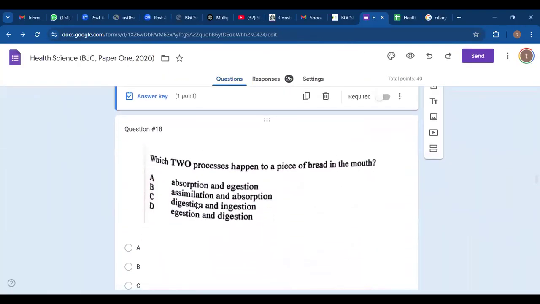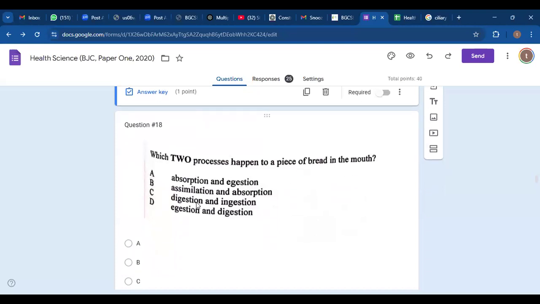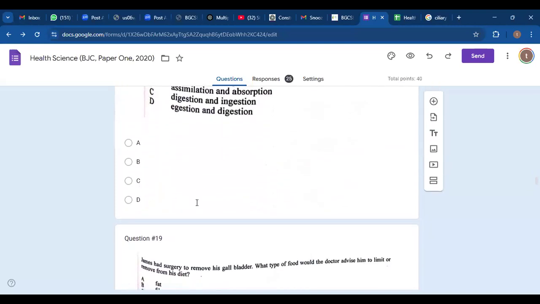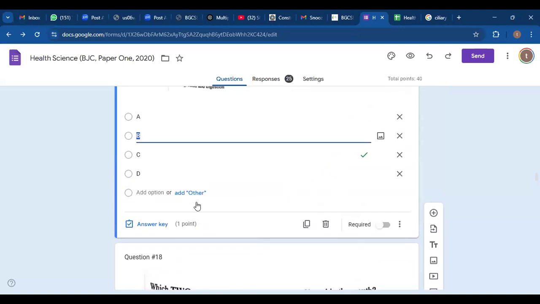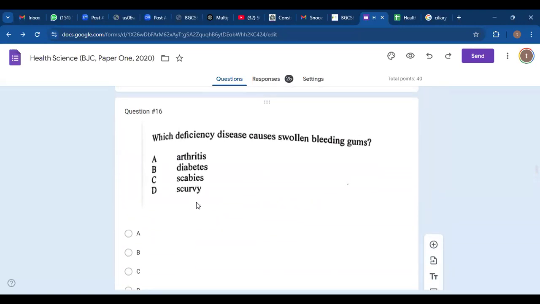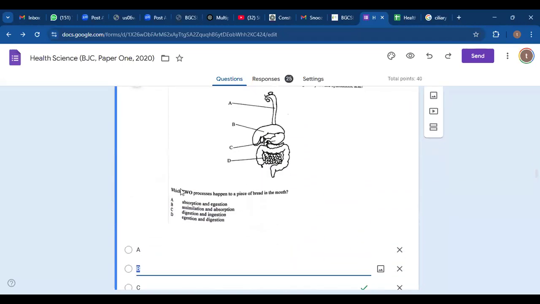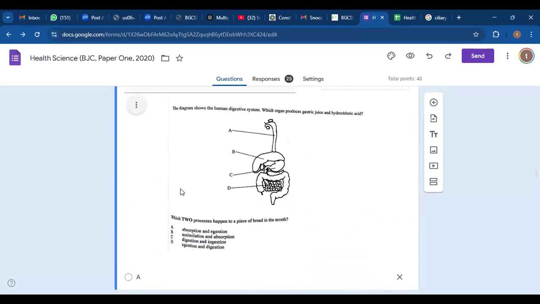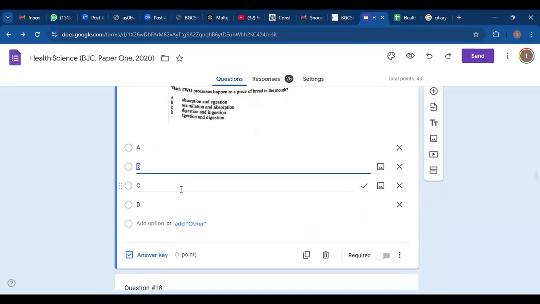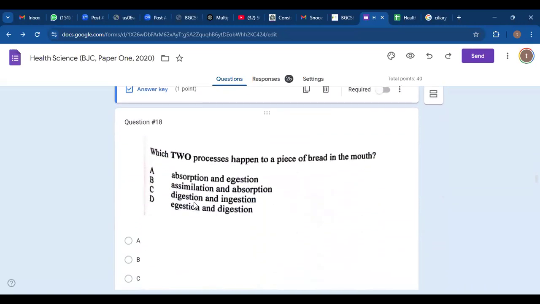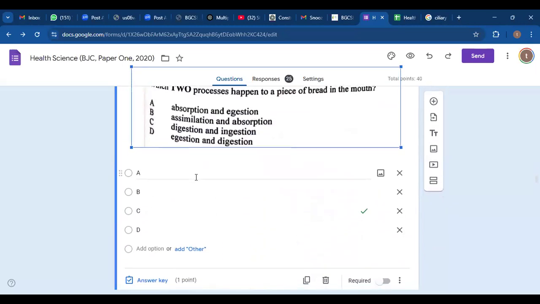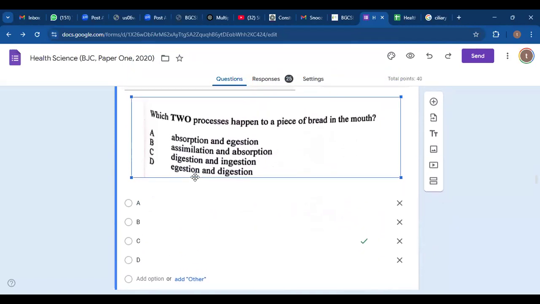Mr. Petit, what is B for number 18? What is number 16 again, please? Number 16 was D, scurvy. You said 18 is C? 17 and 18 is C. Yes. Okay, 17 and 18 is C.